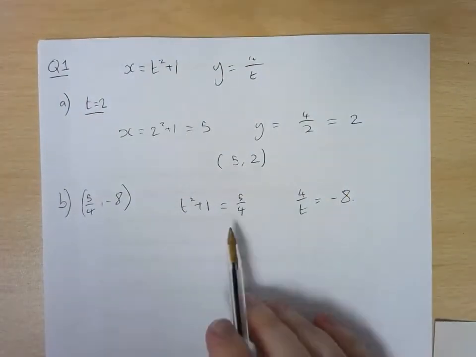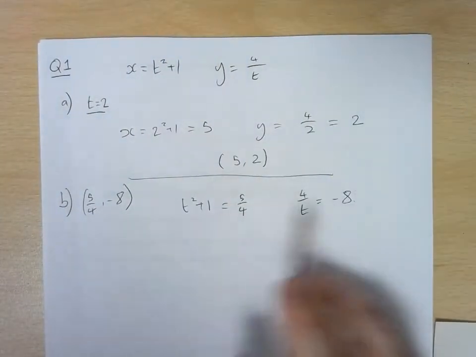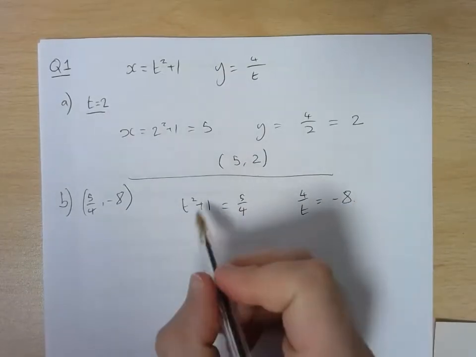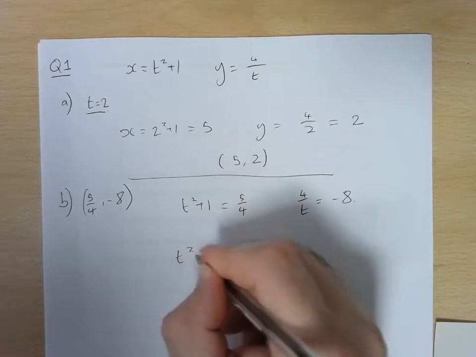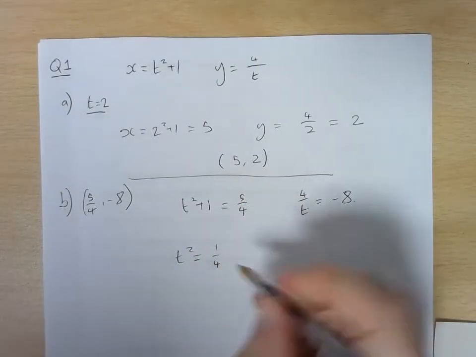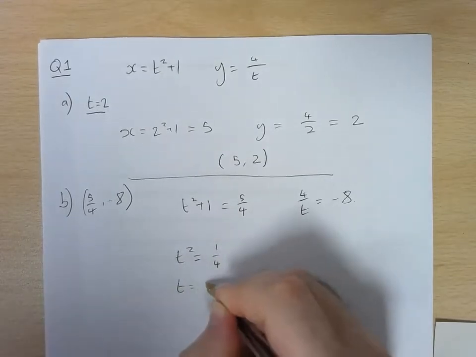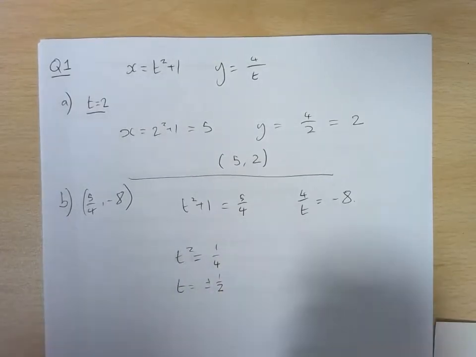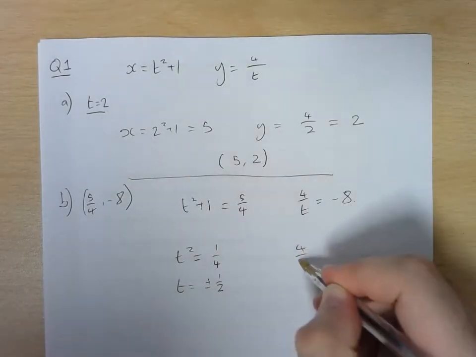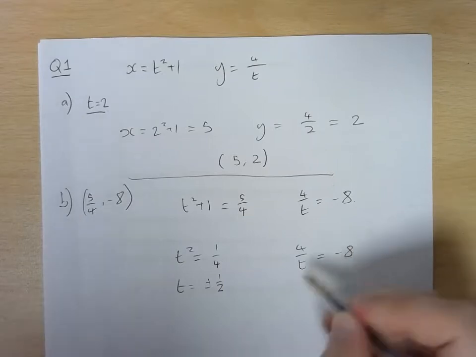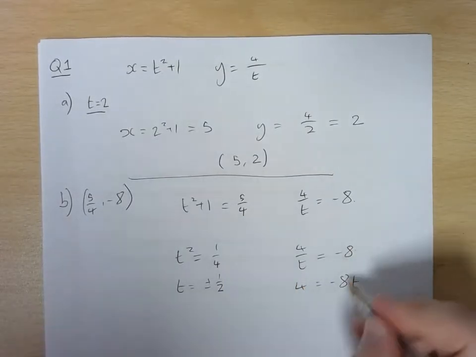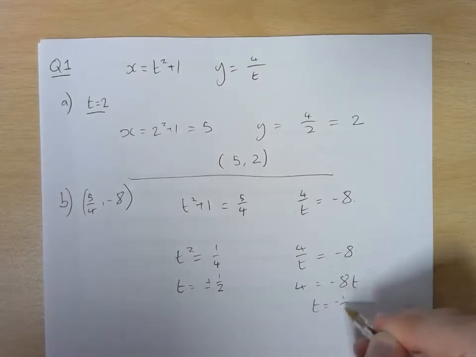And we need to find the t value that works for both of these two things. It can't work for just one of them, it has to work for both. So if we do this one first, we get t squared equals, if we take 1, that's like 4 quarters, so we're left with 1 quarter. And if we square root, we get t equals plus or minus 1/2. For this one here, we get 4 over t equals minus 8. Multiplying up, we get 4 equals minus 8t. Dividing by this, we get t equals minus 1/2.